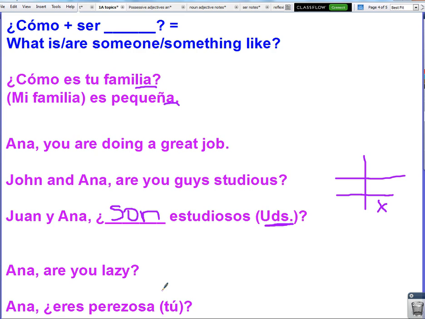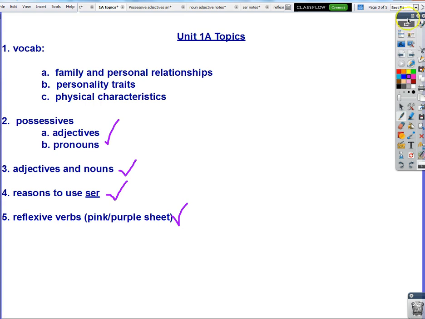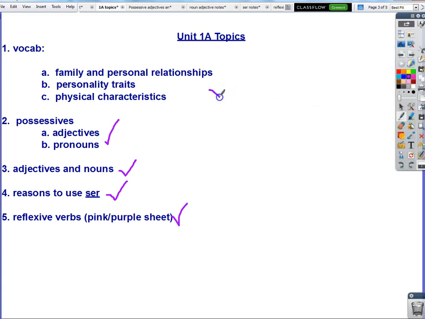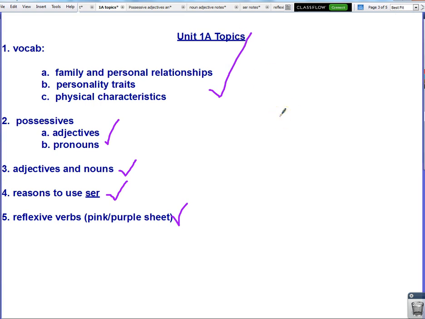All right, so I hope you are preparing for your Unit 1A quiz and that you will do your best tomorrow. And if your Unit 1A quiz doesn't go so well, then I hope that you will evaluate with me how you studied and how much you studied, and hopefully we can improve upon those for Unit 1B.